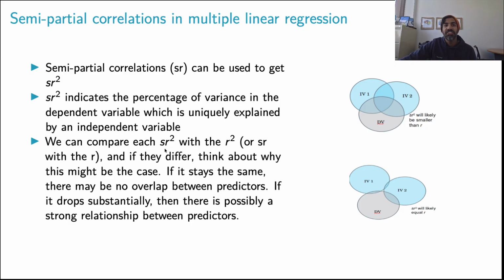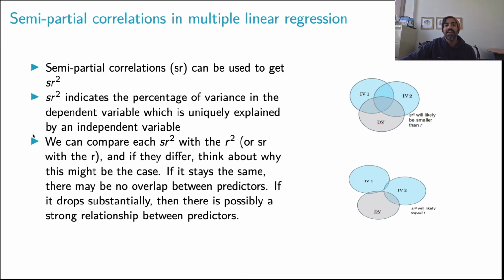We can compare each semi-partial correlation squared with the R squared, or SR squared with the R squared. If they differ, we can think about why this might be the case. If it stays the same, there may be no overlap between the predictors. If it drops substantially, then there's possibly a strong relationship between the predictors. If it's 100%, we know that those predictors are essentially measuring the same thing.